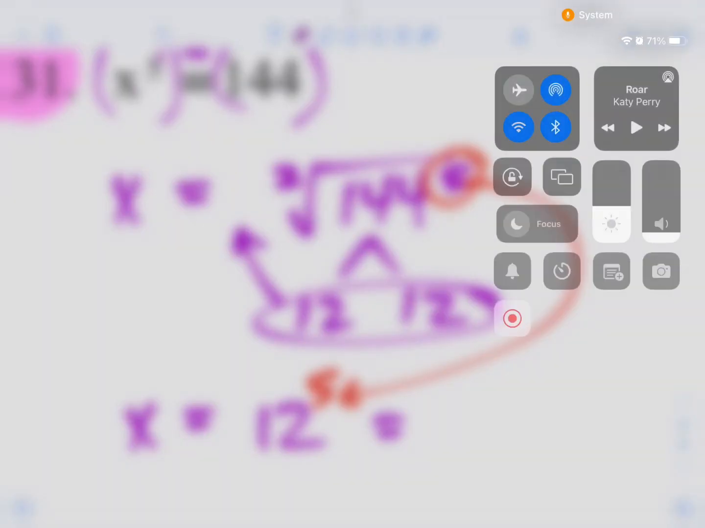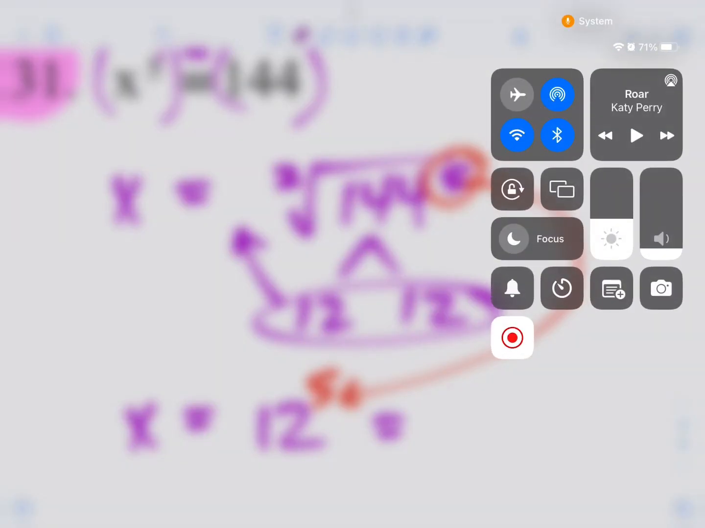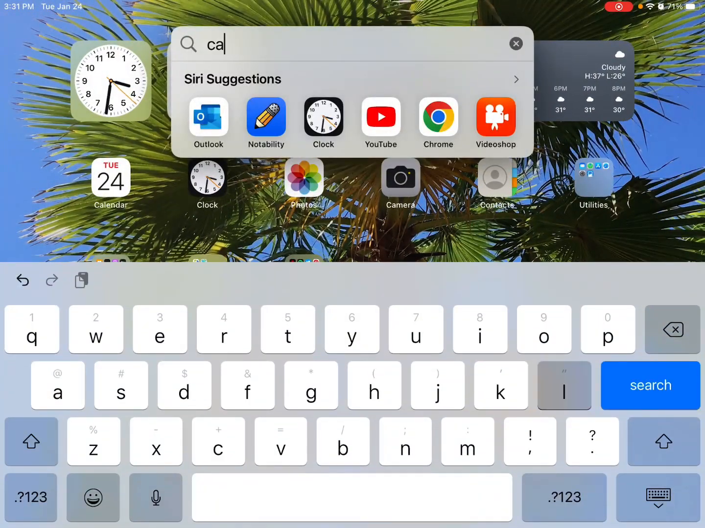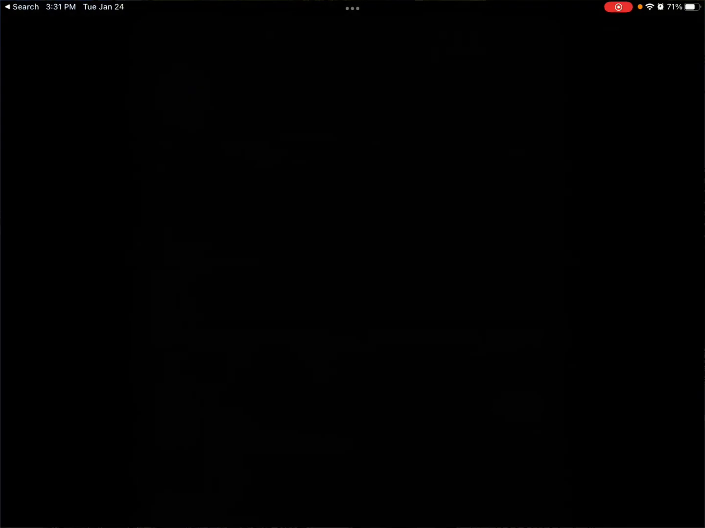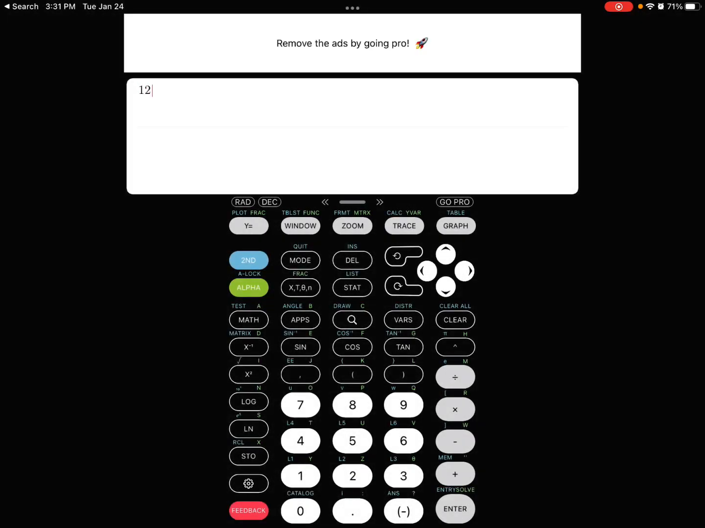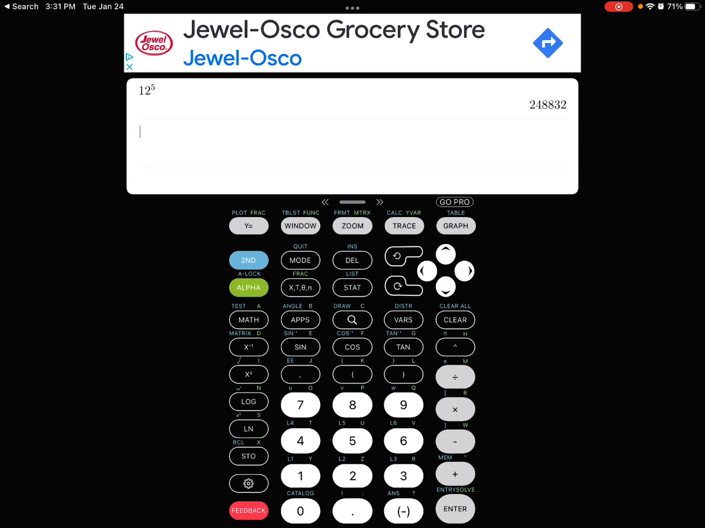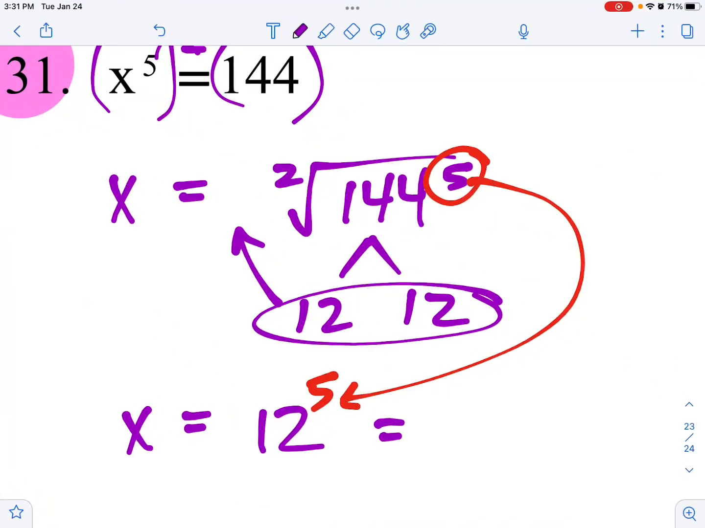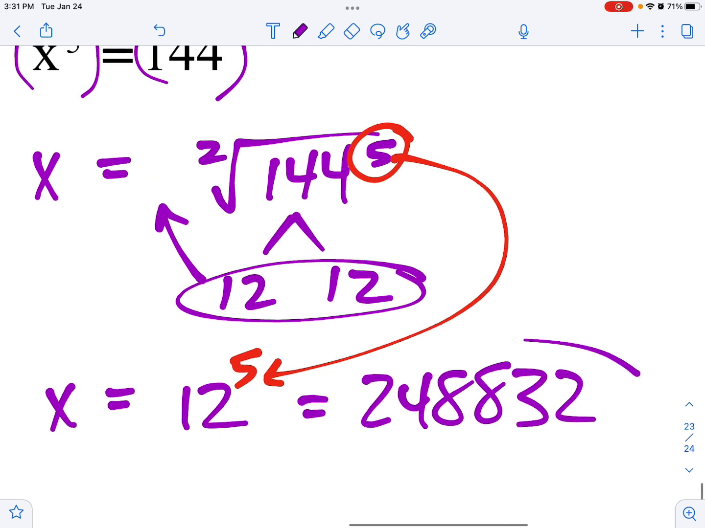Let me see if I can pull up my calculator. 12 to the 5th is what I'm looking for. 12 to the 5th. Enter. 248832. Huge number. No big deal.